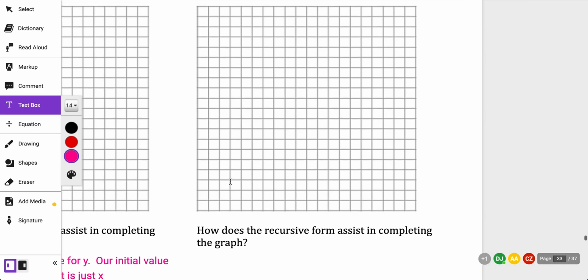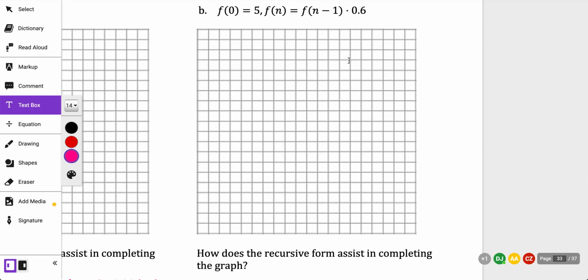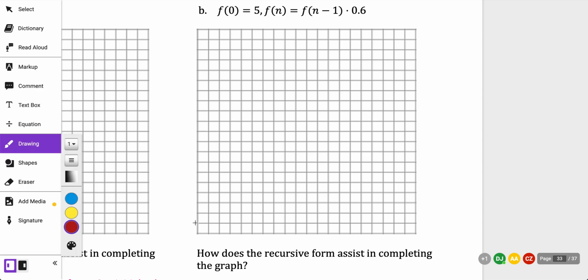Okay, how does the recursive form assist in completing this graph? So in recursive, it says we're going to start off at 5 and we're going to have a decay. And each one we're going to be going down by 0.6. So we're going to retain like 40% of our value. So when I look at this, let's go up by halves. So half, 1, 2, 3, 4, 5.